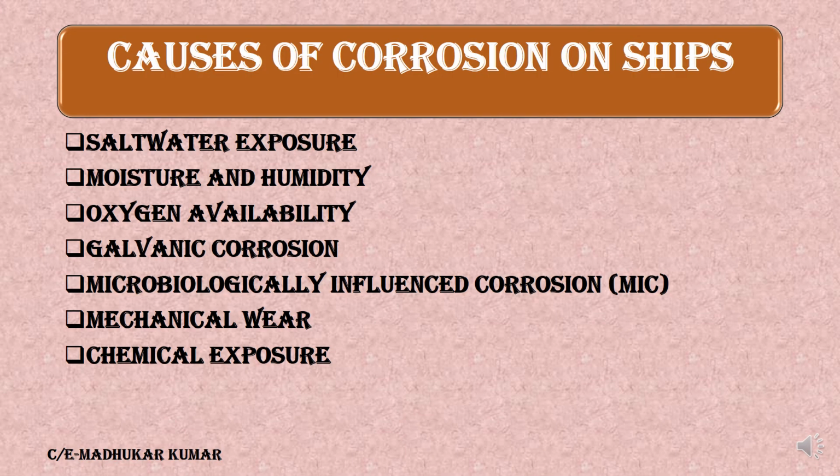Now this is the list of all causes which are basically doing the corrosion on board ship. The first four I have already described in part one. In this one, I'm going to describe the last three: MIC, microbiologically influenced corrosion, mechanical wear, which causes corrosion, and chemical exposure.